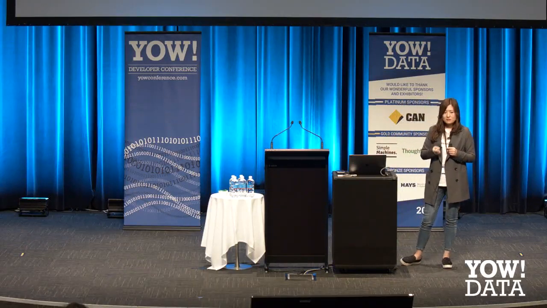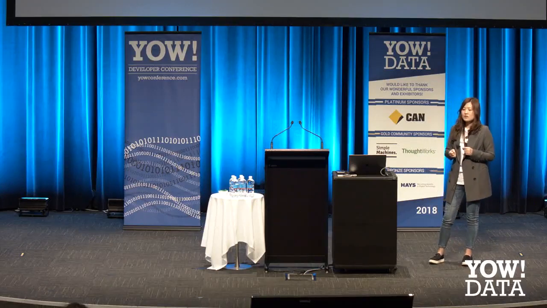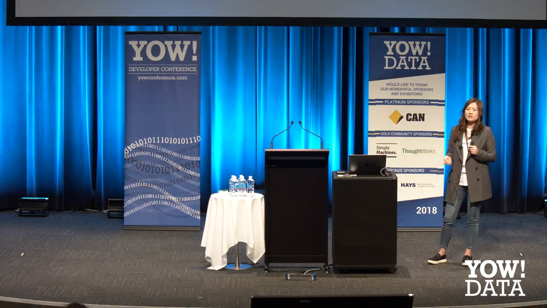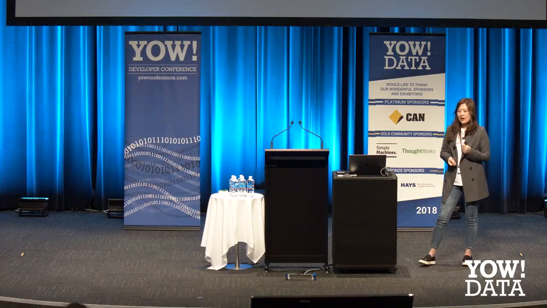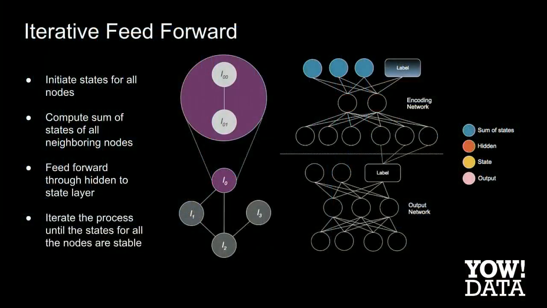So a bit more information about the learning process. For example, here we have this two-level graph of graphs. So we will start from feeding the information of the node at the deepest level into the encoding network, and pass through the hidden layer, arriving at the state layer, compute the state output, and then we repeat that process until we can produce very stable states for all the nodes in the graph. And at that point, we can produce the final outputs for a particular graph. And such output from the encoding network will be used as the input label when we're processing the upper-level graph.